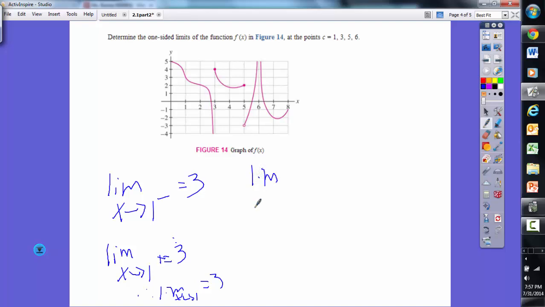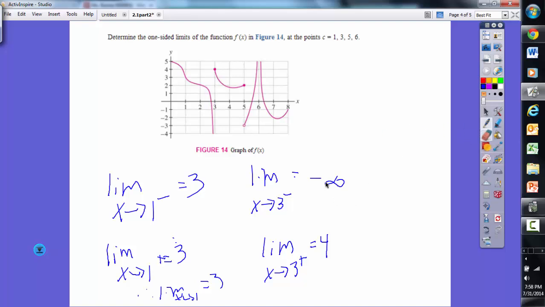Let's try 3. Limit as x approaches 3 from the left. Start at the left. As x approaches 3 from the left, it appears that it's negative infinity. As x gets closer and closer to 3, the graph keeps going down. So negative infinity. From the right, trace. From the right, it appears to be 4. So therefore, the limit as x approaches 3 does not exist.